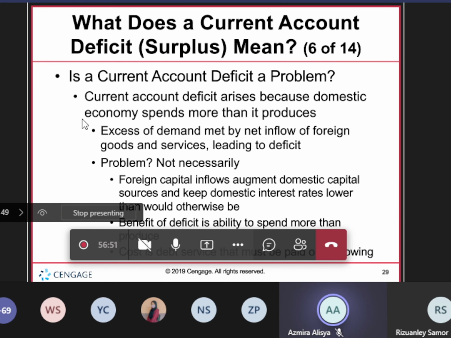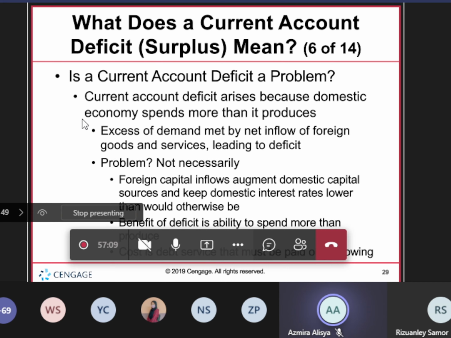If you have a loan, is that a problem? No. You want to buy a car, yes, you must take a loan. So a current account deficit is not necessarily a problem. But it becomes a problem when it is out of control, too large to handle.